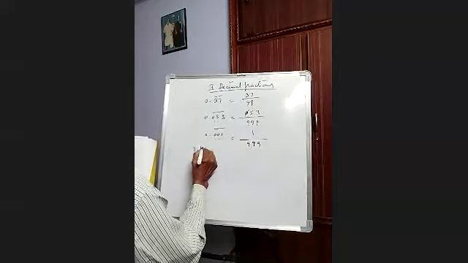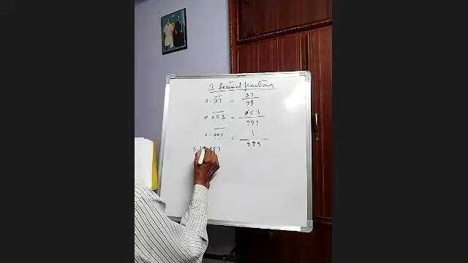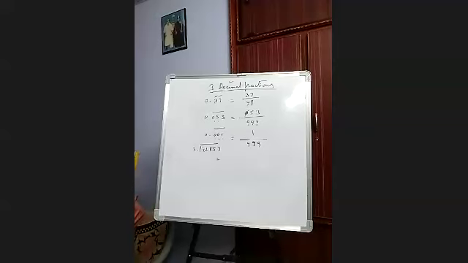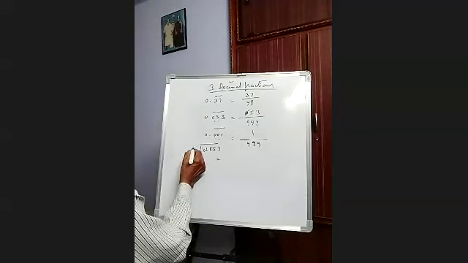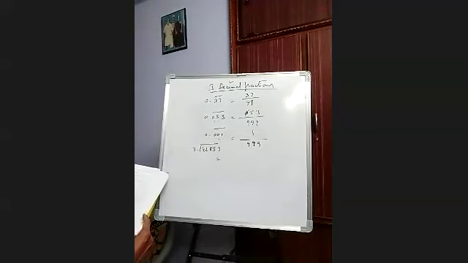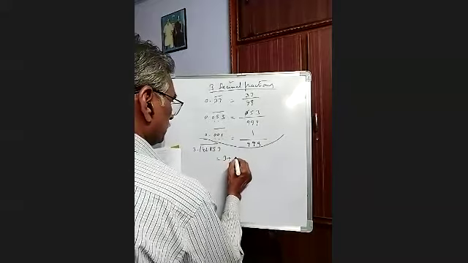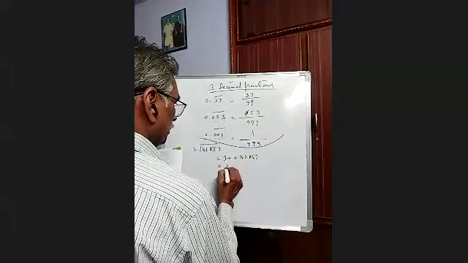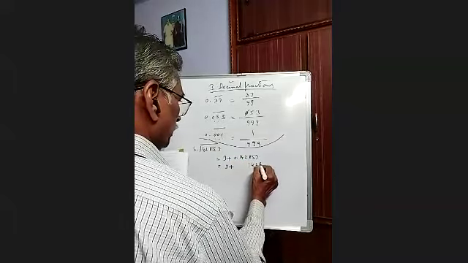3.142857 bar. That's a pure recurring decimal. How to get this one? What will happen with this 3, the numerical value, the counting number? Take it as 3 plus 0.142857. Here 142857.